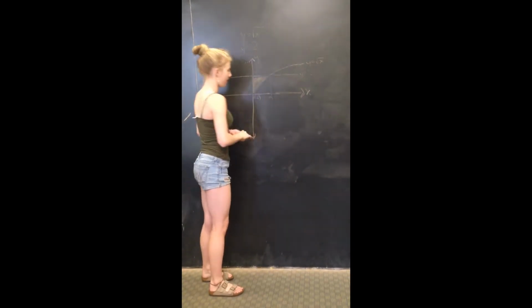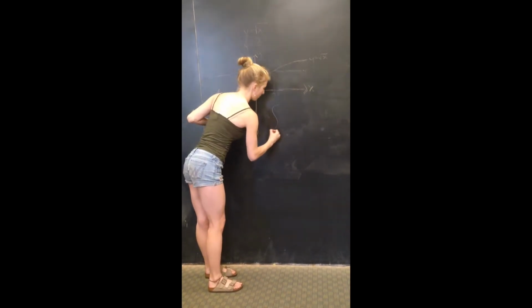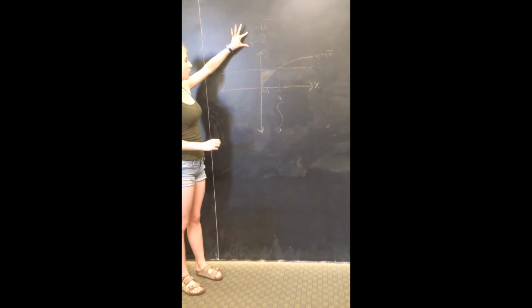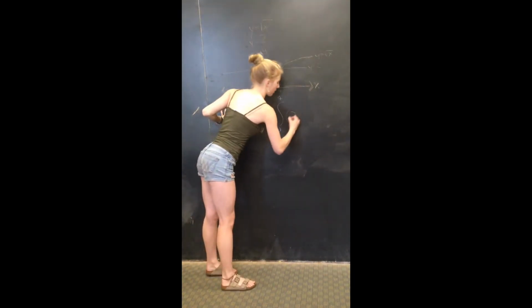Now that you have the upper and lower limits of integration, you're going to find the area of the shaded region. Because you're given these two functions, 2 is on the top, and so you're going to have 2 minus the square root of x.